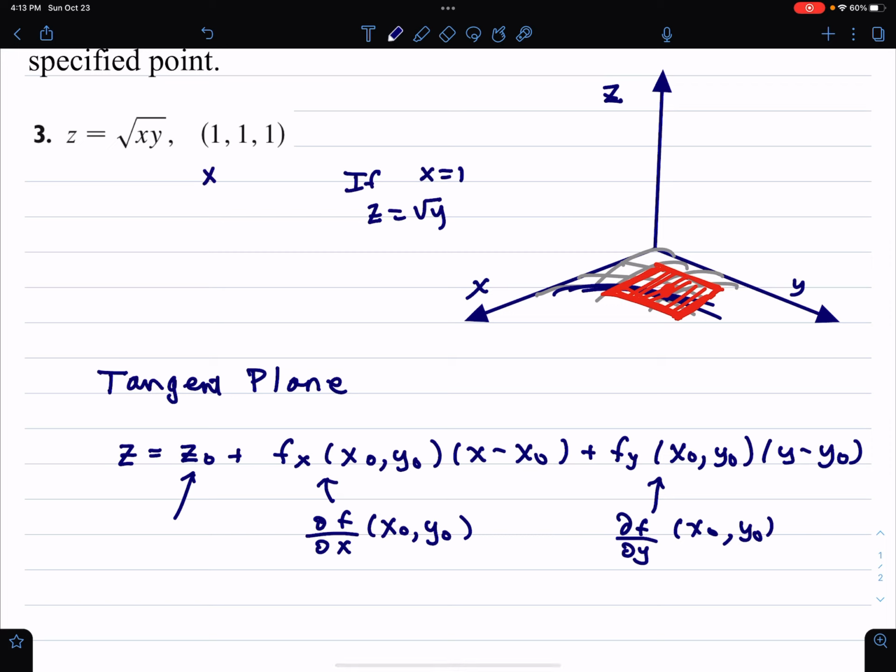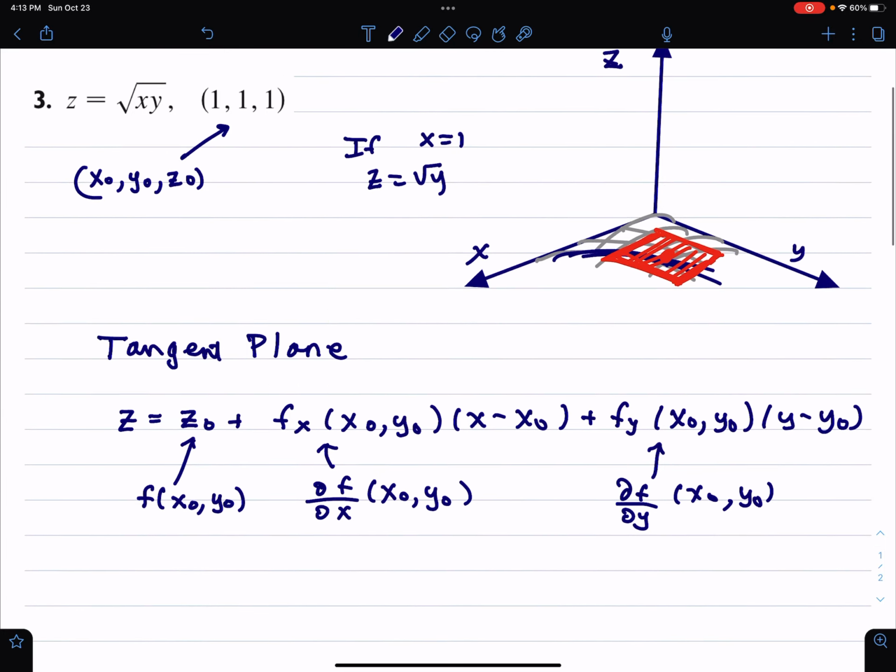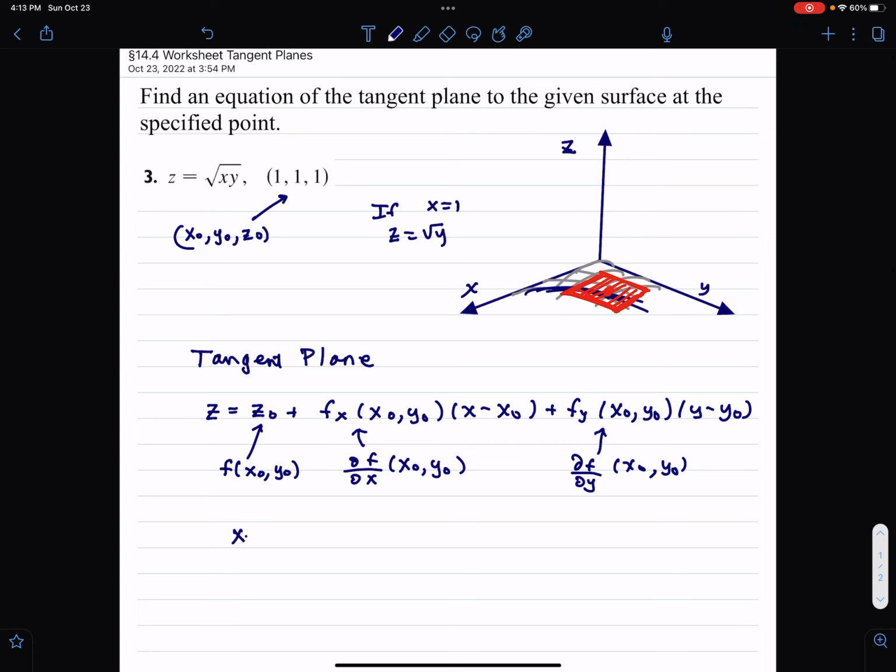And keep in mind that z0 is given. So this point here is (x0, y0, z0). z0 is 1 in this case, but just keep in mind that z0 is the same thing as evaluating f at x0, y0. So for our specific problem, x0 is equal to 1, y0 is equal to 1, and z0 is equal to 1. Notice if you put x equals 1 and y equals 1 into this function, we get z equal to 1. So what we're going to do is find the partial derivatives of the function evaluated at x0, y0.